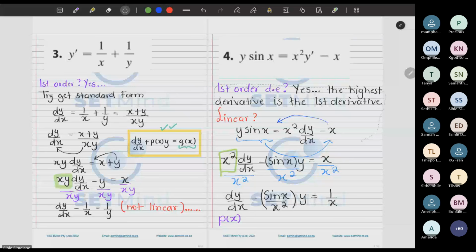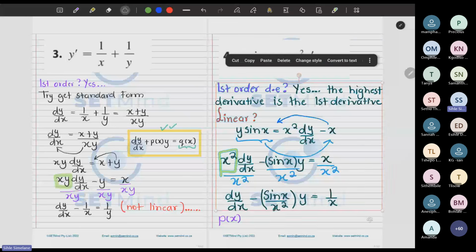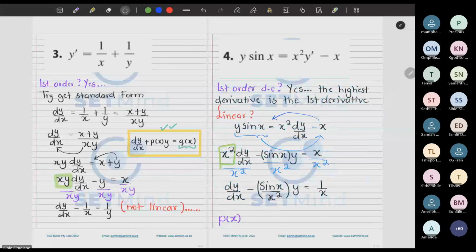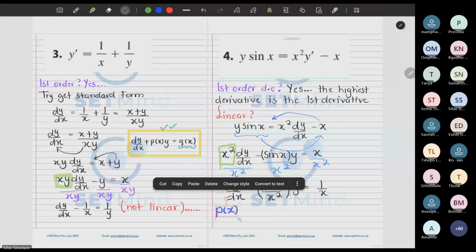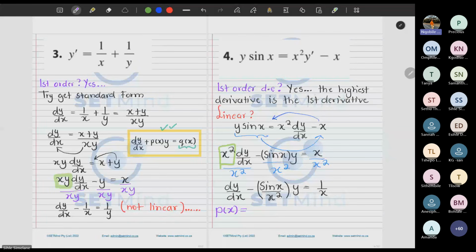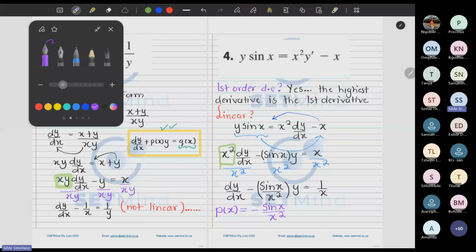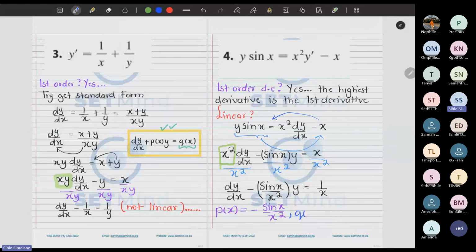Anyone? It's a simple question. What is P of X equal to, guys? Is it not going to be sine x over x squared? Negative, or negative, sorry. Do not forget the negative. So it's going to be negative sine of x divided by x squared. Thanks for that. Anyone else, guys? What is going to be Q of x? Simple stuff. 1 over x. Brilliant.